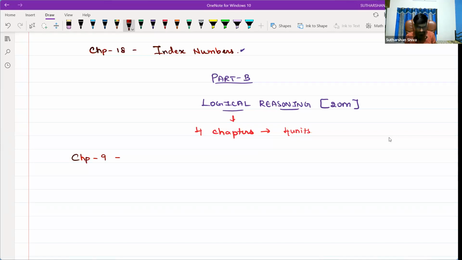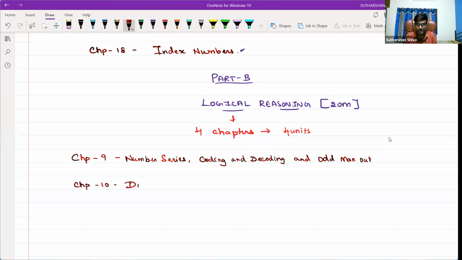What is chapter number 9? It's about number series. It's a very basic thing and very interesting. Number series, coding and decoding, and odd man out. Okay. Then chapter number 10.